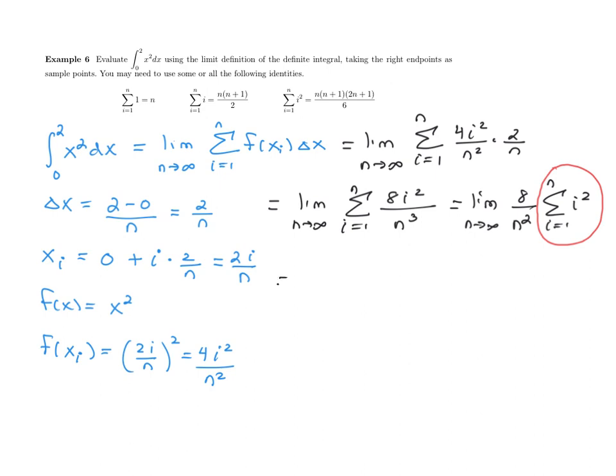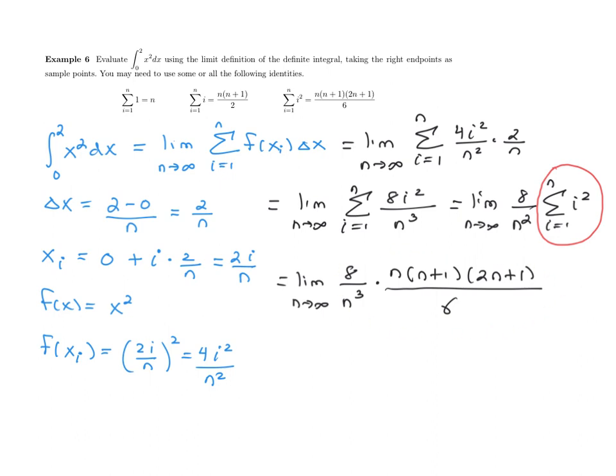This means we have the limit as n goes to infinity of 8 over n cubed, multiplied by n times n plus 1 times 2n plus 1, all divided by 6. This is important. In this process, this should always happen if we're able to compute it. We can end up with a sum whose formula we know. Therefore, we can just get rid of the sum altogether. The goal now is just to figure out, well, what's this limit equal to?